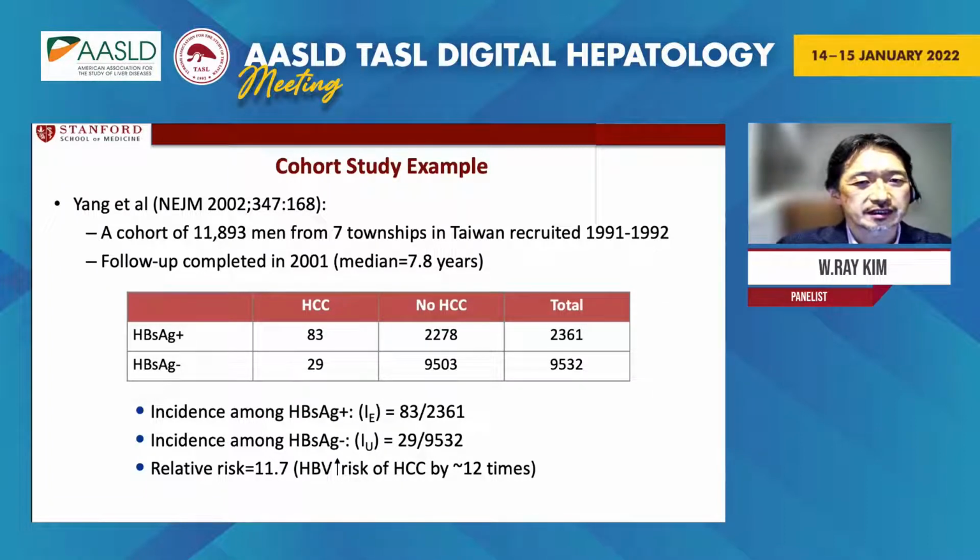This is a cohort study example that came out in the New England Journal of Medicine. Dr. Yang in Taiwan conducted this study. It's a cohort of nearly 12,000 individuals from 7 different townships in Taiwan. It recruited in the early 1990s. And they followed these individuals until 2001 with the median follow-up of about 8 years.